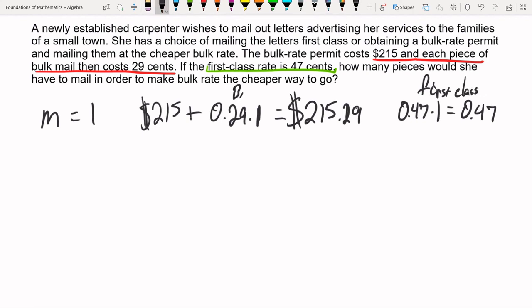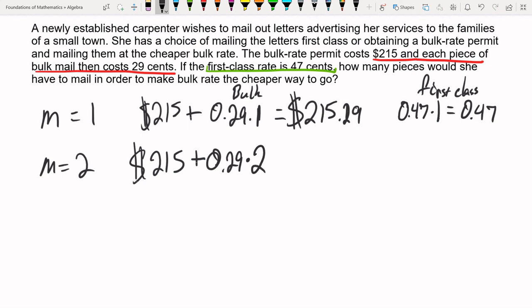This is the bulk. If she mailed 2 pieces of mail, then that's going to be $215 plus 29 cents per each mail. So it's going to be 29 cents times 2. That gives us $215 and 58 cents. For first class rate, it's just 47 cents for two pieces of mail. So that's going to be 94 cents. So you see that first class is definitely cheaper if you have a smaller amount of mail.